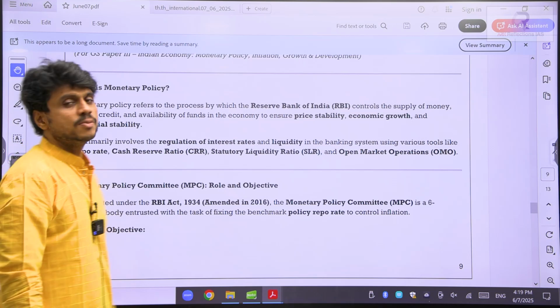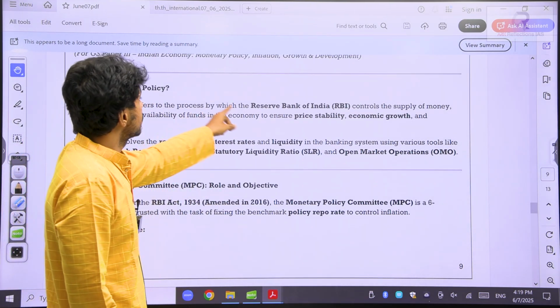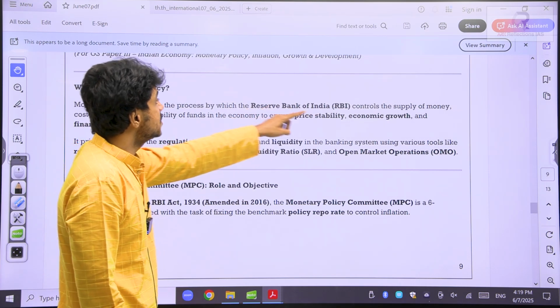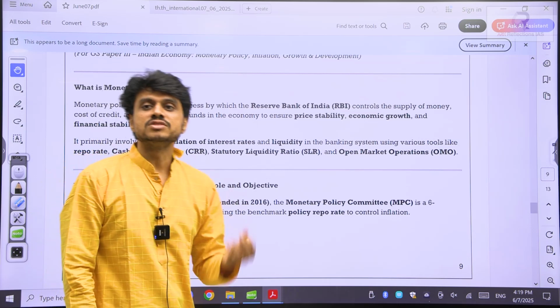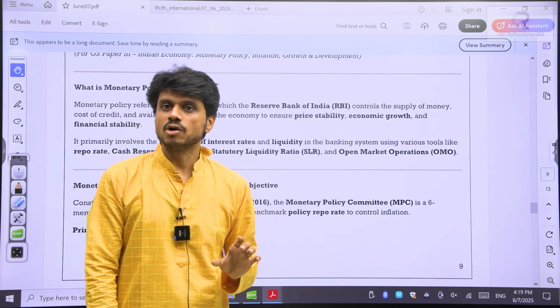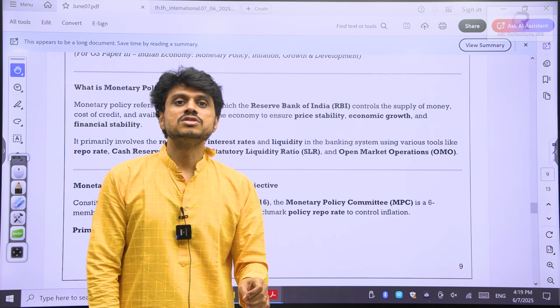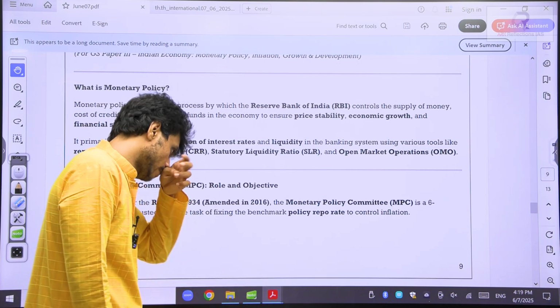So what is monetary policy? First understand the basic terminology. Monetary policy refers to the process by which the Reserve Bank of India controls the money supply, cost of credit and availability of funds in the economy. So basically they are controlling the money supply in the economy. Money is the one which is promoting growth, or it is the one which is causing inflation.